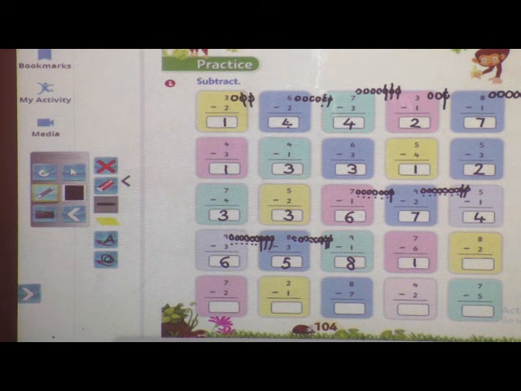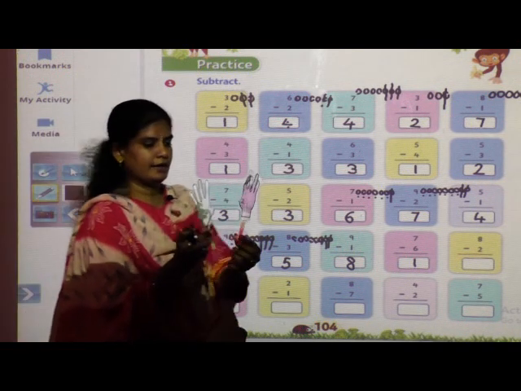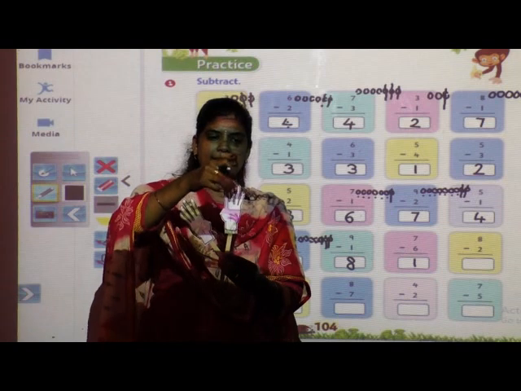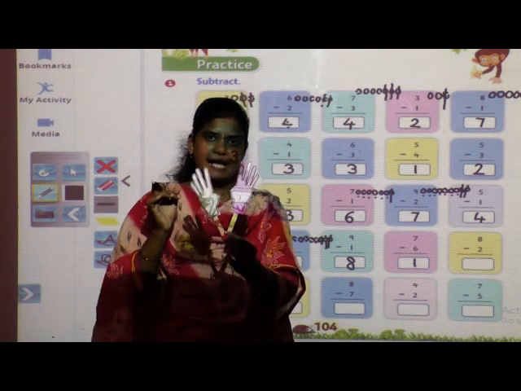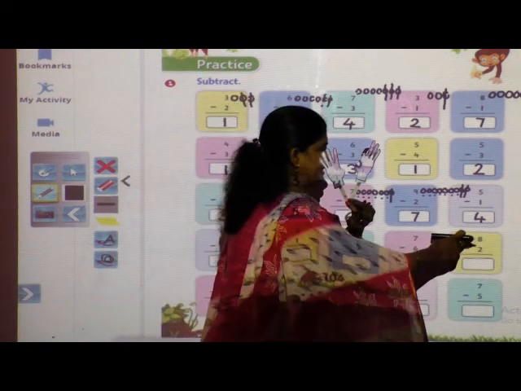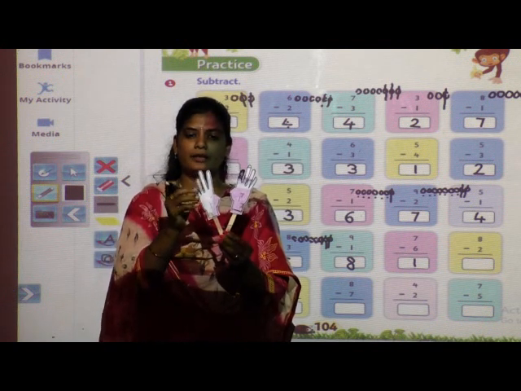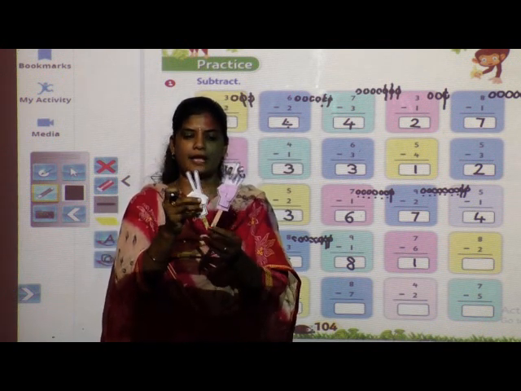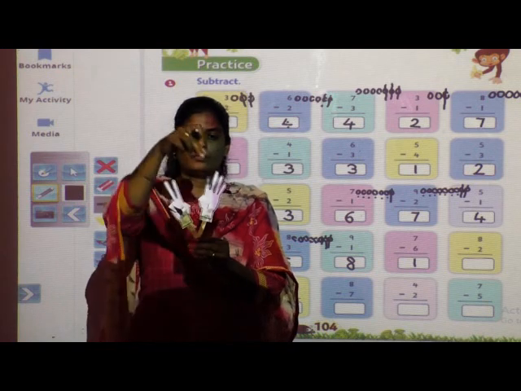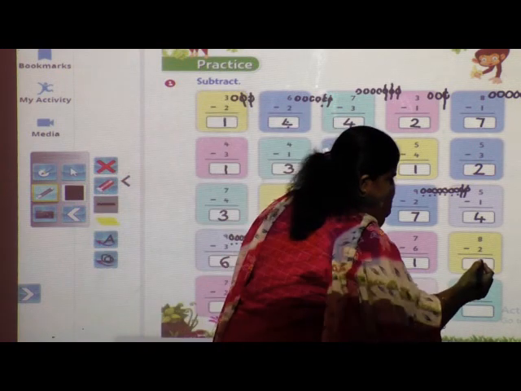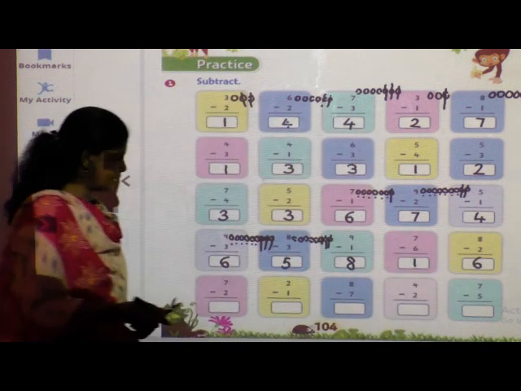Like this same 8 fingers. From that 8 fingers you have to minus 2 fingers. So open your 8 fingers. See here 4 I have opened. 1, 2, 3, 4, 5, 6, 7, 8. 8 fingers I have opened. From that 8 minus 2 we have to do. So what you will do? 1, 2. Close 2 fingers. Now count total numbers. 1, 2, 3, 4, 5, 6. So write here 6. Got it everybody?